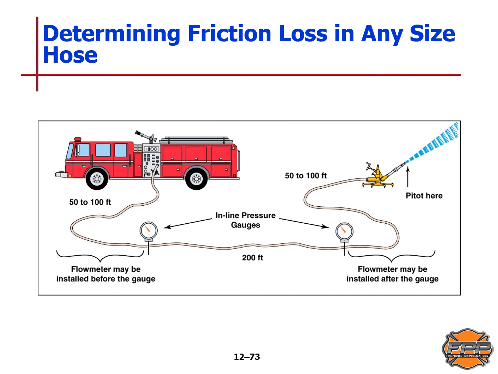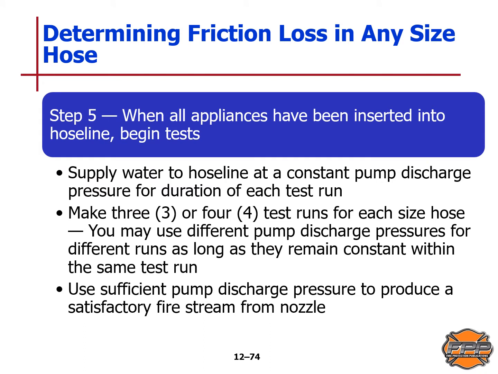Okay, here you see determining friction loss in any size hose. You see 50 to 100 feet from the pumper, 200 feet between the flow meters, and another 50 to 100 feet in between the engine ultimately and the pitot. Determining friction loss in any size hose.